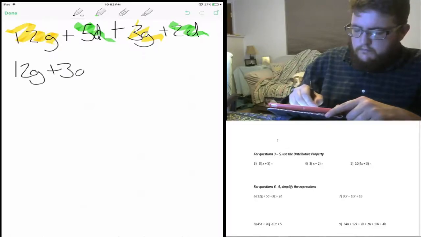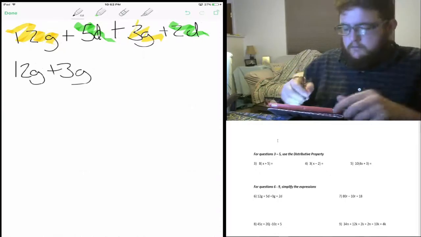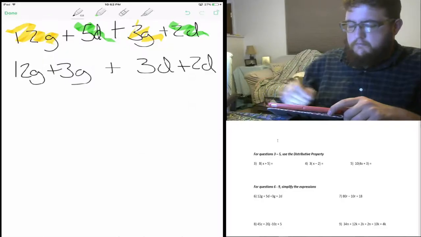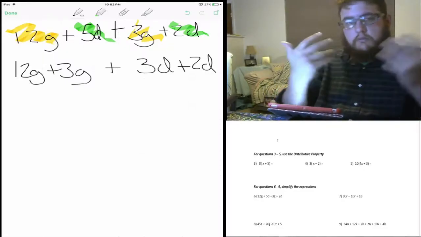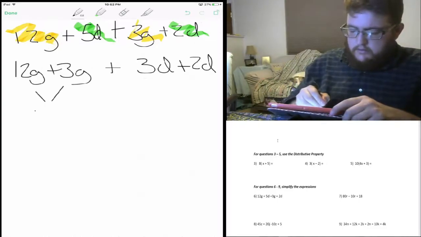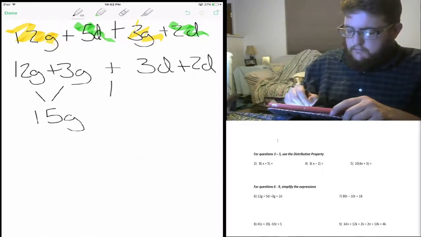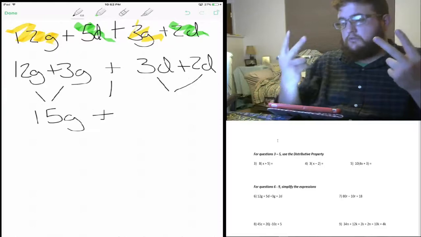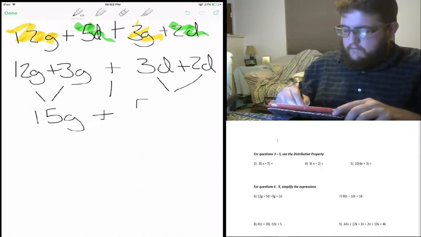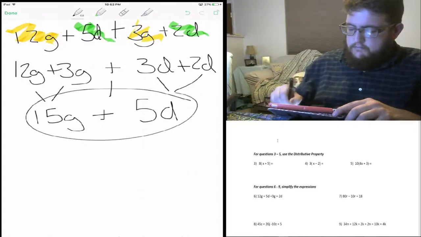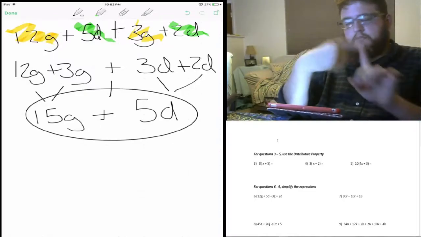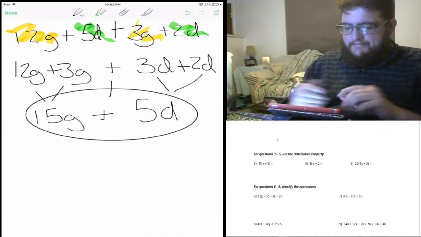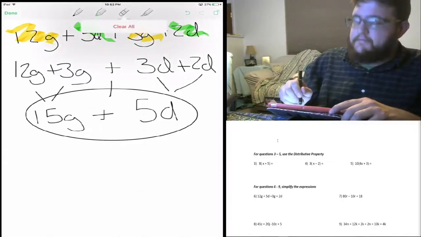So we've got 12g plus 3g. And now let's look at our d's. So we're going to add it to 5, or, ooh, it should say 5d. I think this one is done wrong. 12g plus 3g is 15g. And 3d plus 2d is 5d. And that's it. Really, it should be 5d plus 2d, which would give you 7d. But the point is, had I done my addition right, we would have simplified this expression.